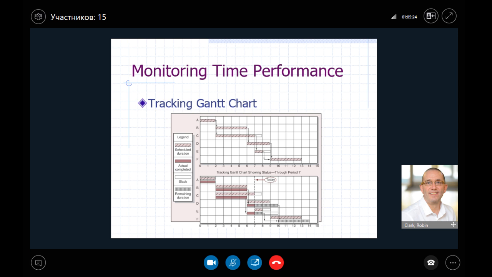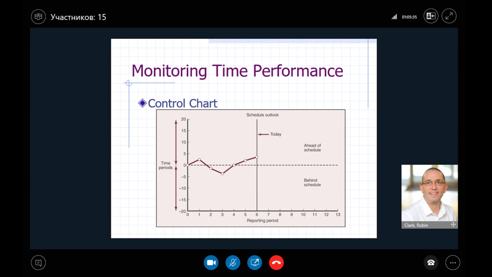What this means is we've got the Gantt chart and we just colour in or put a bar underneath to show the progress of the project, and that's something that's quite commonly done. Another way is to look at the deviations from the norm in terms of time by looking at a control chart, and that's really measuring the time performance.